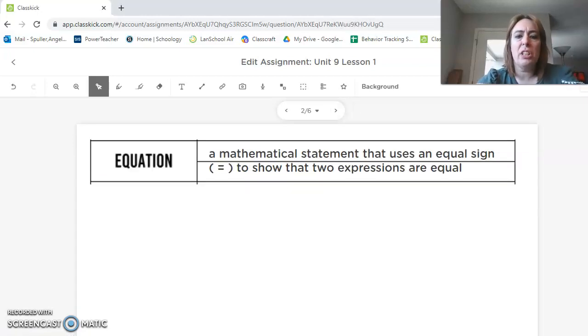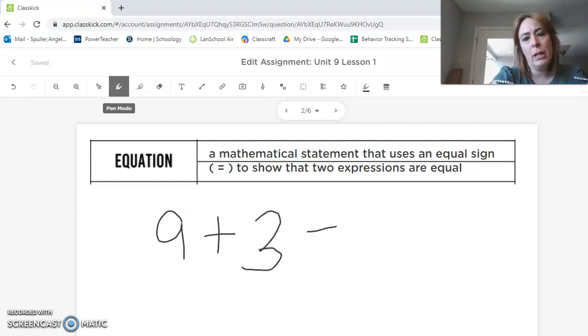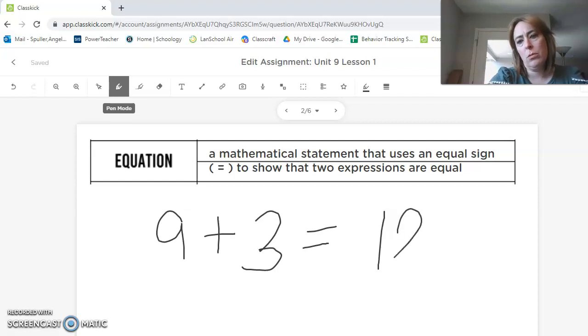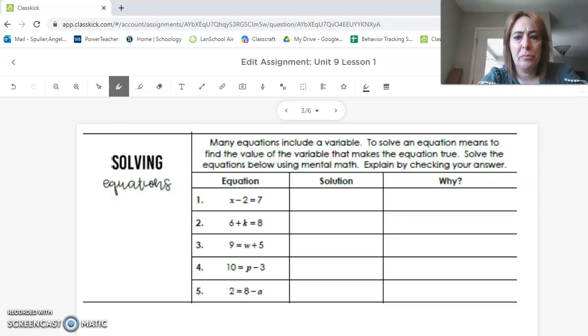Okay, so what is an equation? An equation is a mathematical statement that uses an equal sign to show that two expressions are equal. An example of this is 9 plus 3 equals 12. Here's an expression, and here's an expression, and they're equal. 9 plus 3 is 12, and 12 on the other side is equal to 9 plus 3. So, two expressions that are equal.